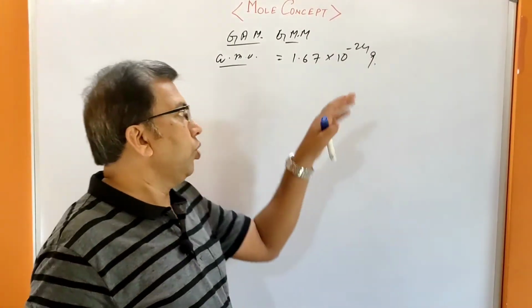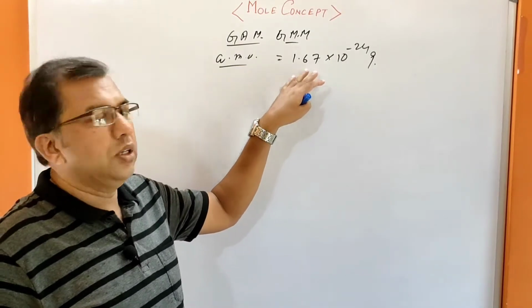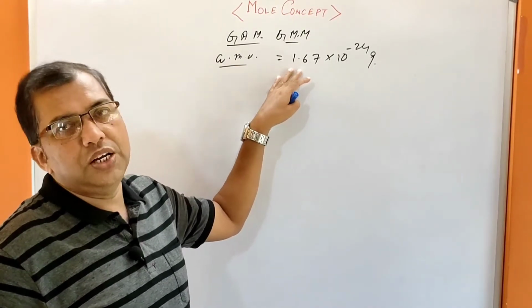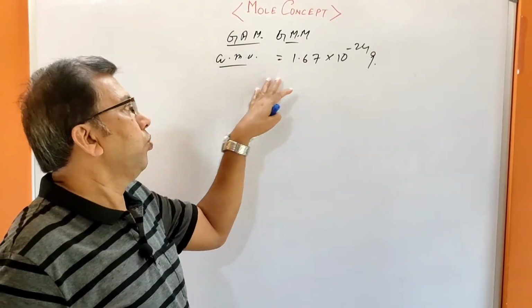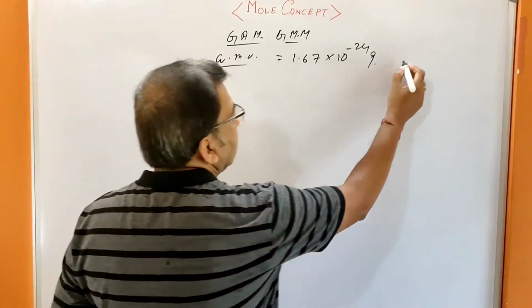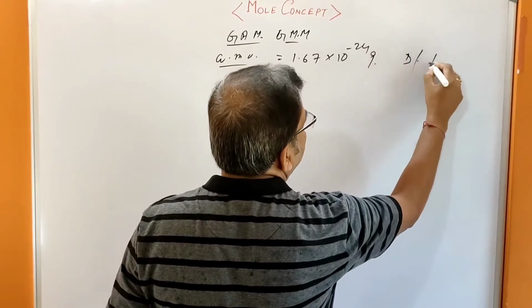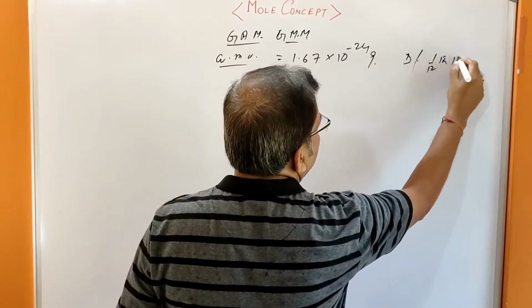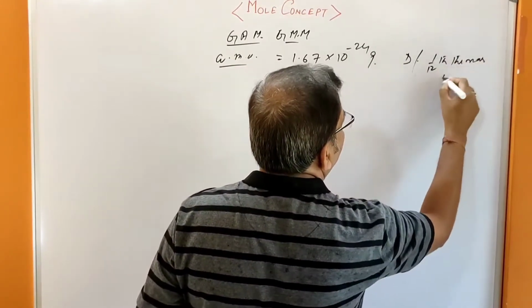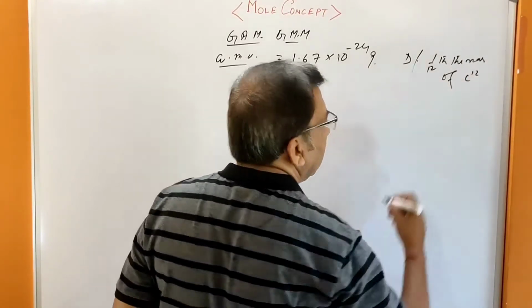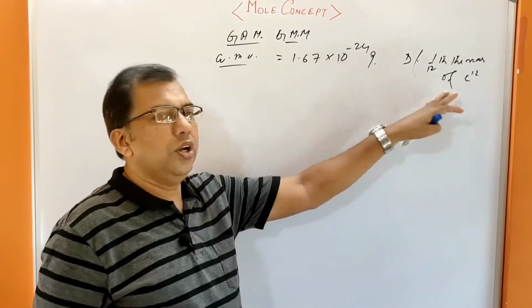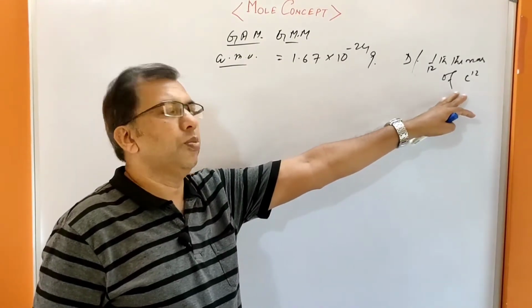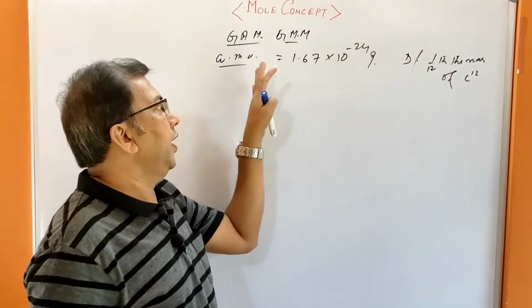So, which is also known as what? 1 Dalton. Which is also known as 1/12th the mass of carbon 12. It is known as 1/12th the mass of C12, carbon 12. Okay, of 1/12th the mass of what? Carbon atom. Okay, this is AMU.